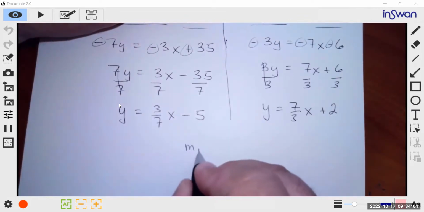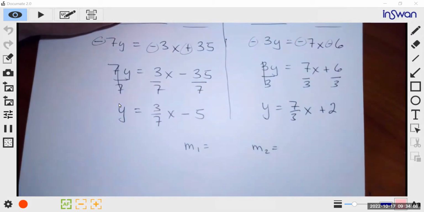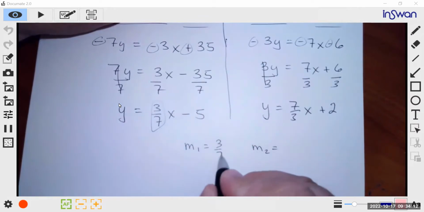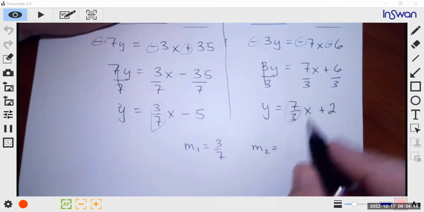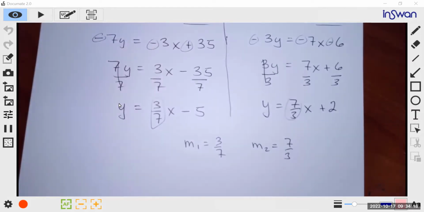So what do we notice about the slopes? What's the slope of the first one? First one is 3 over 7. The second one is 7 over 3. So what's their relationship? But are they parallel, perpendicular, or neither?